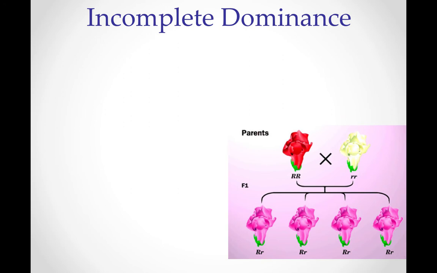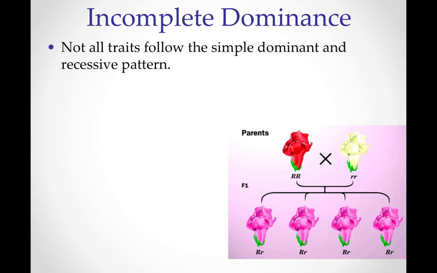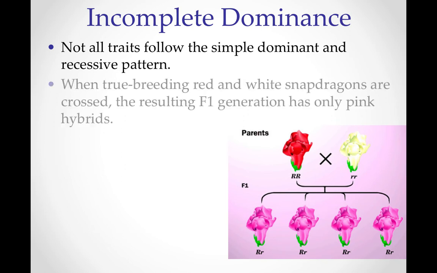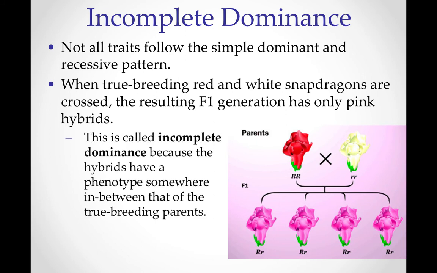He then started studying some other things that dealt with other issues like incomplete dominance. Incomplete dominance means not all the traits follow the simple dominant and recessive patterns. When true breeding red and white snapdragons are crossed, the resulting F1 generation are all pink hybrids. They're all heterozygous. That means there's no dominant and recessive trait. There's incomplete dominance, because the hybrids have a phenotype somewhere in between the true breeding parents.